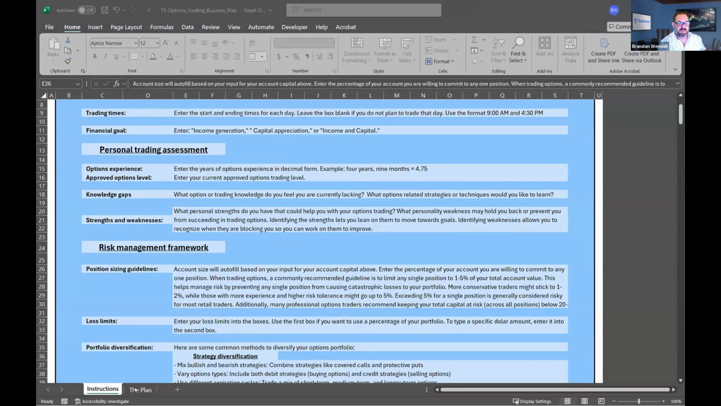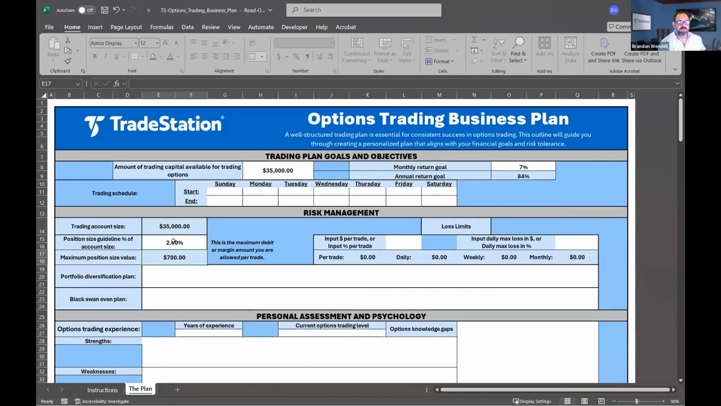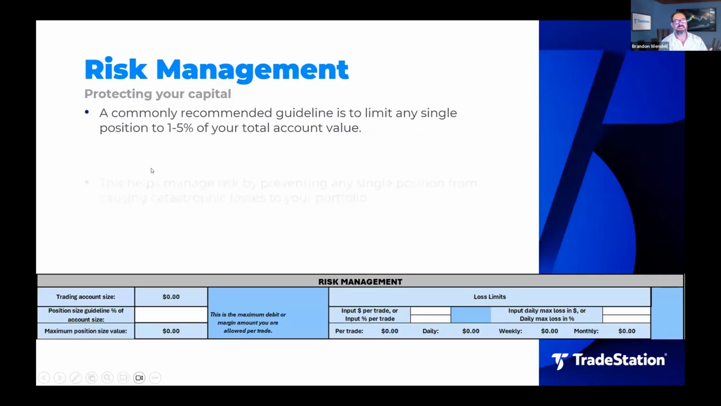So again, just because I have the capital available doesn't mean I need to use all that money for every position. If I'm a little more aggressive, I can put in 5% that I'm willing to use per position. So if I'm doing a bull call spread, that's a debit spread, I should not use more than $1,700 for the premium I'm purchasing.